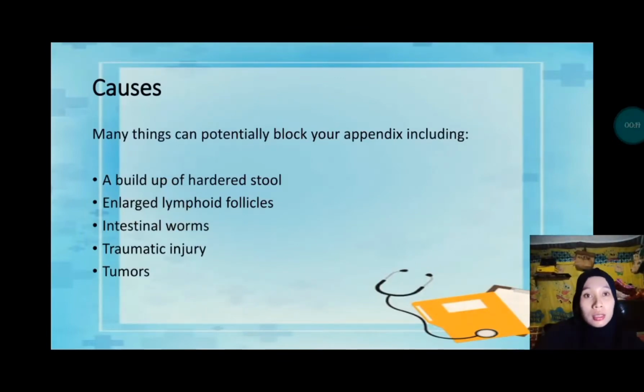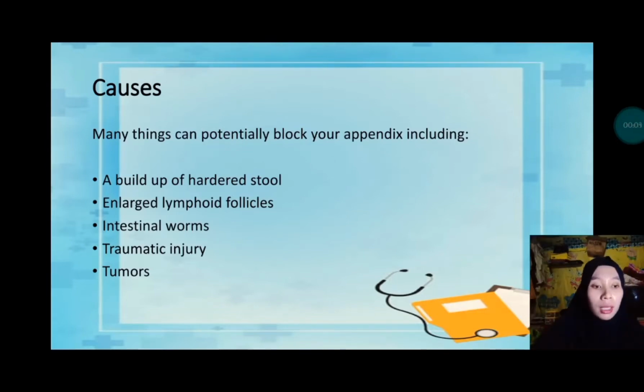So the causes: many things can potentially block your appendix, including a build-up of hardened stool, enlarged lymphoid follicles, intestinal worms, traumatic injuries, and tumors. When your appendix becomes blocked, bacteria can multiply inside it. It can lead to the formation of pus and swelling, which can cause painful pressure in your abdomen.